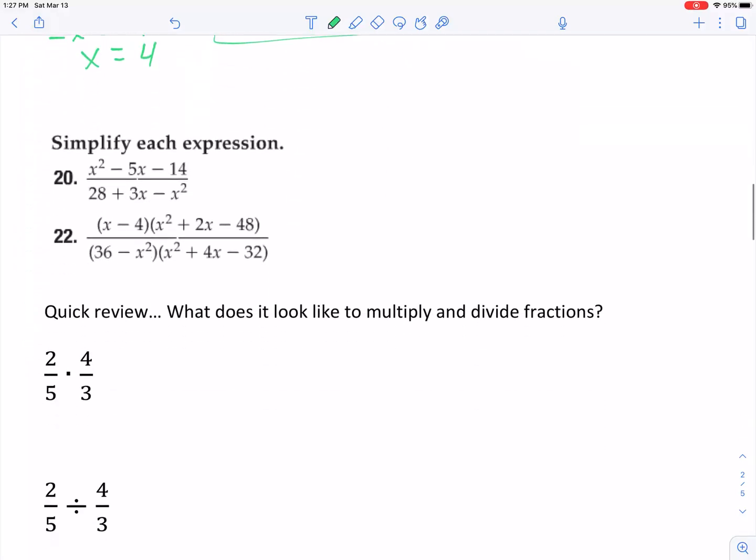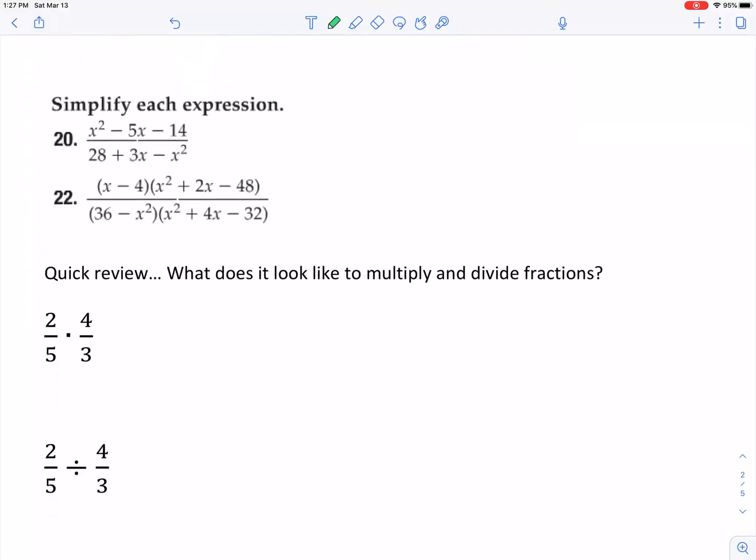And I'm back. So now we're going to do some fraction rational expressions being multiplied together. So quick review, what does it look like to multiply and divide fractions? Remember, if it's multiplication, it basically just becomes the tops multiplied together and the bottoms multiplied together in one big happy fraction. So 2 times 4 is 8, 5 times 3 is 15, boom.